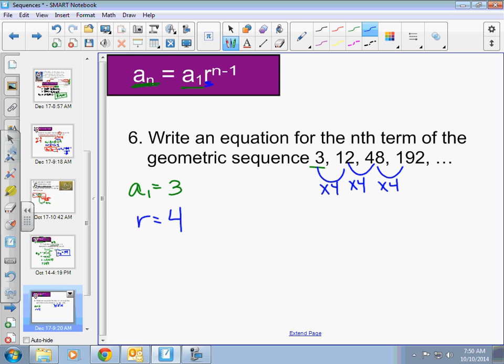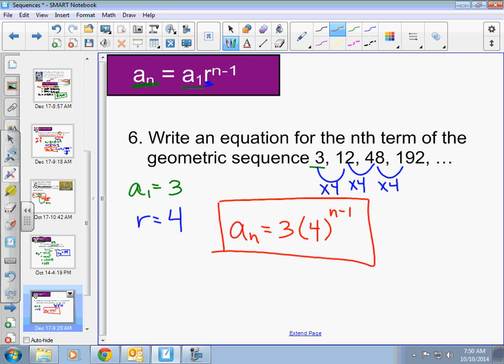Then I see that I can go ahead and plug in everything that I know. I do not know a sub n, so a sub n is equal to my first term, 3, times my ratio 4, to the n minus 1. There is no simplifying to be done here, so here is my rule.